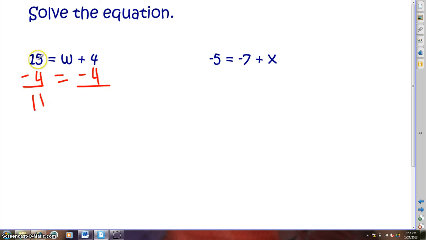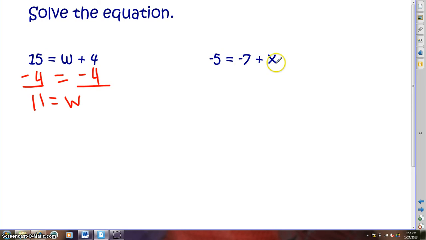So 15 minus 4, I do this as a subtraction problem up and down, it equals w, because 4 minus 4 is 0. So I just have the w left. And if I check it, 11 plus 4 does make 15.